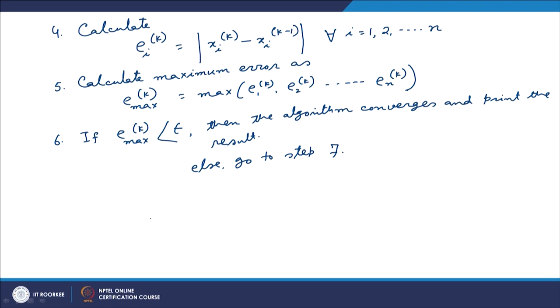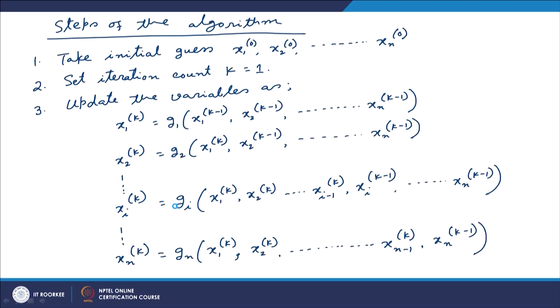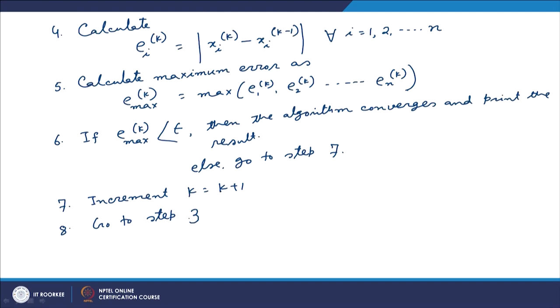step 7. Now, what do we do in step 7? Step 7 is to increment k equal to k plus 1. So we now increment the iteration count and go to step 3. So we calculate the maximum error. If this maximum error is less than some threshold value, our algorithm stops. If it is not less than this, we then increment the iteration count and start doing this same updation again and again.